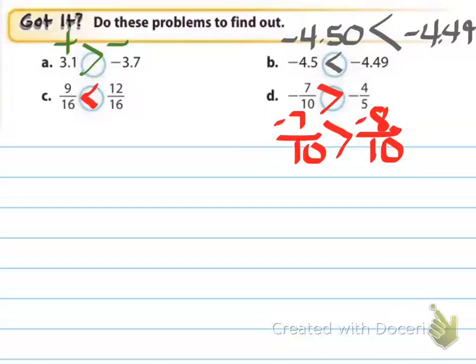For C, they've given us common denominators, whoop, whoop, and they're both positives, whoop, whoop. So now we just need to figure out which one's bigger. So 9/16 is smaller than 12/16. Letter D is both negatives. Okay, so we're going to have to figure this out. They give us tenths and fifths, so I knew I needed to find a common denominator. My common denominator is 10, and so I end up with -7/10 and -8/10, which the bigger the number, the smaller it really is, so -8 is going to be the smaller number, so it's greater than. -7/10 is greater than -4/5.